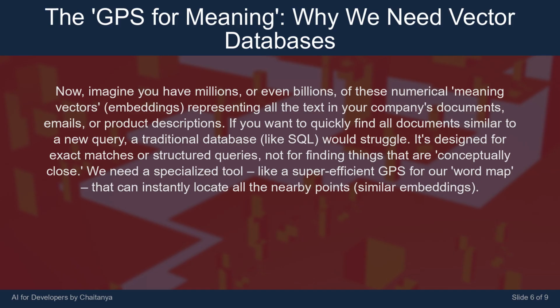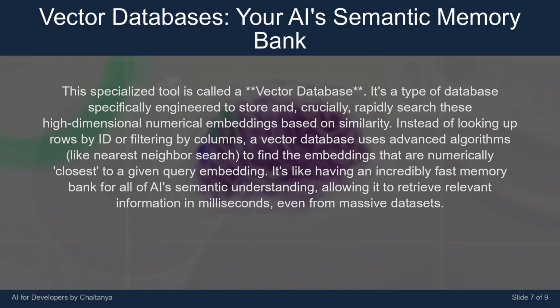We need a specialized tool, like a super efficient GPS for our word map, that can instantly locate all the nearby points. Similar embeddings. This specialized tool is called a vector database. It's a type of database specifically engineered to store and, crucially, rapidly search these high-dimensional numerical embeddings based on similarity, instead of looking up rows by ID or filtering by columns.